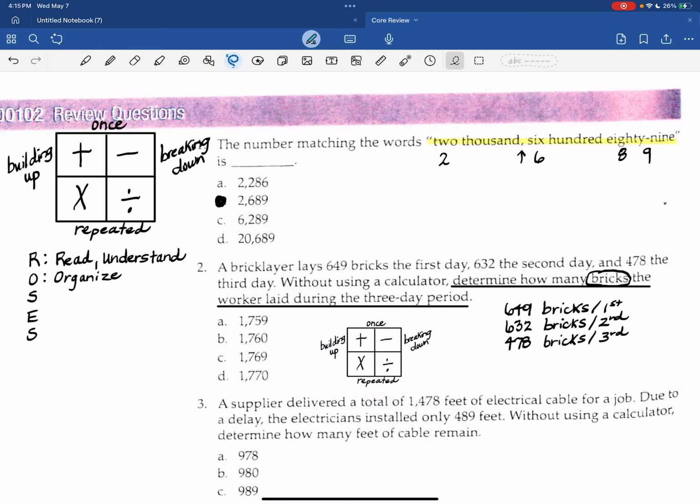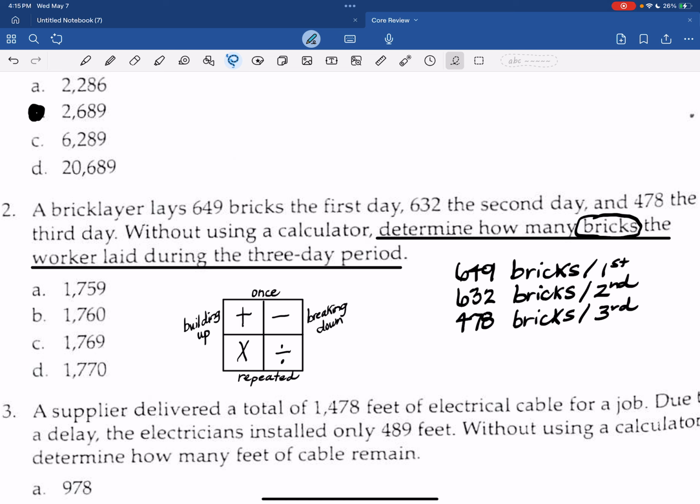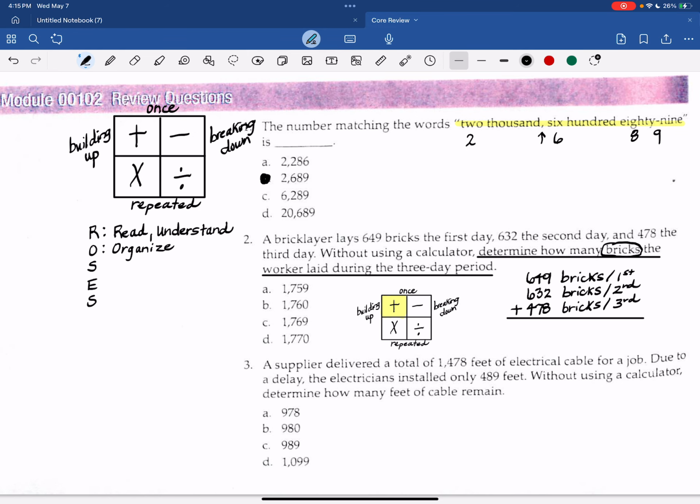Okay, we are building up. Are we repeating the same number? We're not. So we're building up. We're doing it one by one. It's not repeated addition. So this is addition, and it said to do it without a calculator. So you see that organizing is very important.